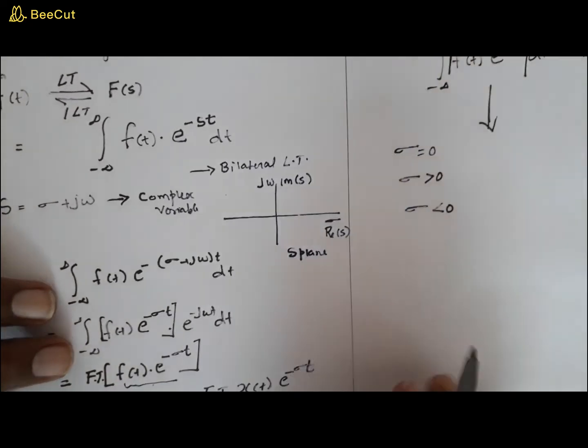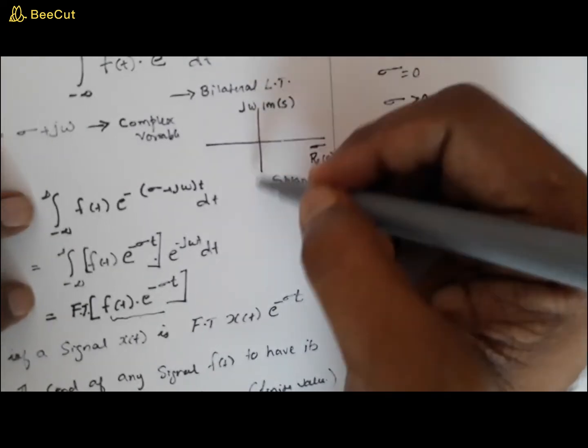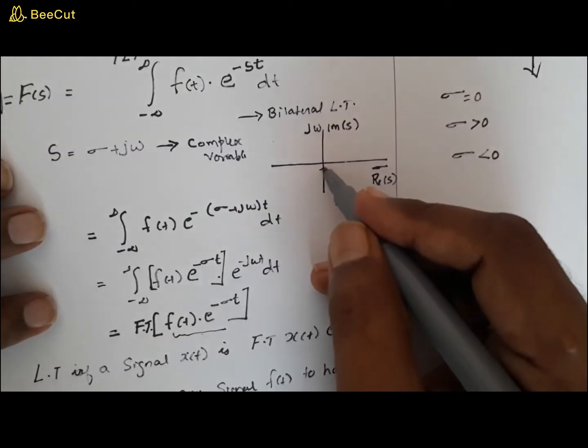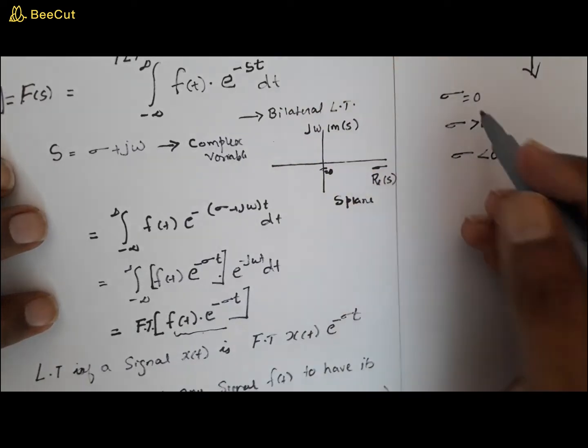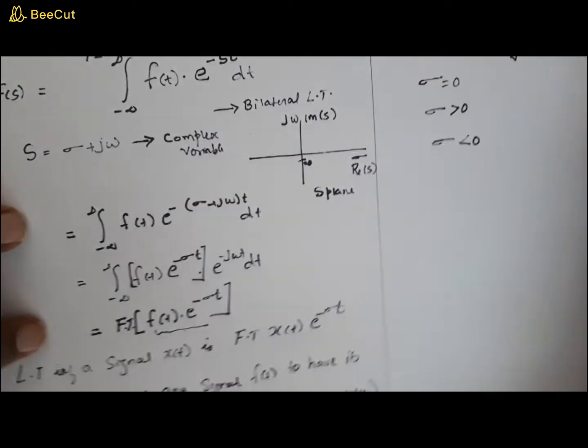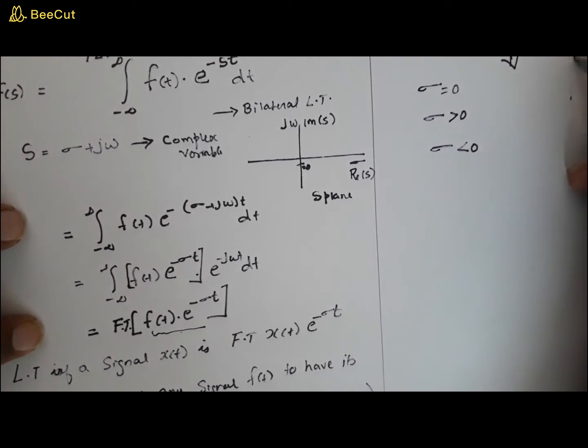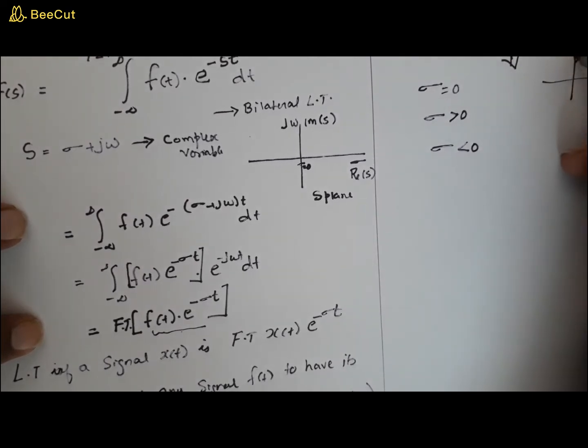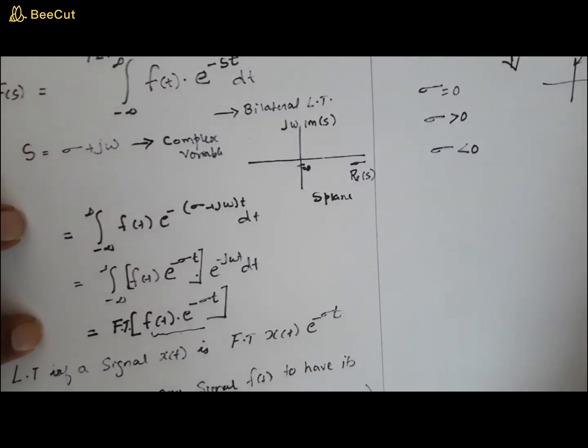So the Fourier transform of any signal which is integrable will lie on this axis, right? Because here this is the value where sigma is equal to 0. Now which is the region where sigma is greater than 0? Sigma is greater than 0. So this line is actually the sigma equal to 0 line, right?